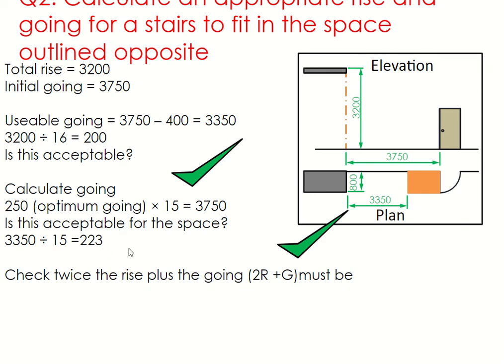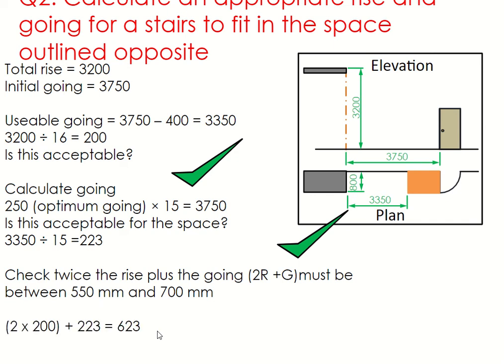It's 3 millimeters above 220. Then we have to use our formula to check the rise plus the going. So our formula, 2R plus G, again, has to be between 550 and 700. So 2 multiplied by 200, 200 is the answer we got for our rise, plus 223, which is the answer we got here for our going.